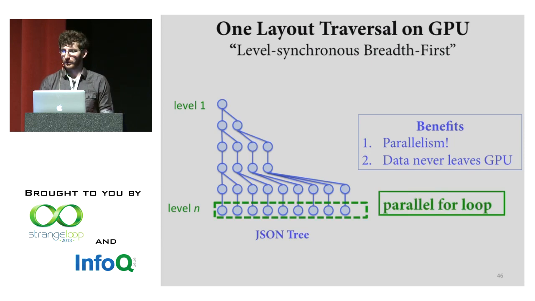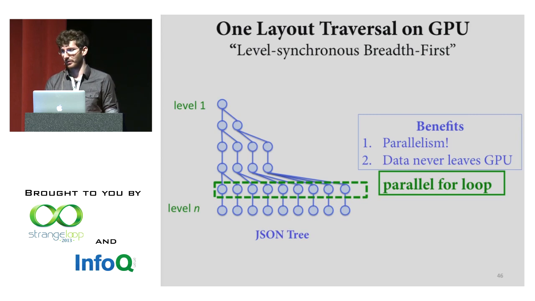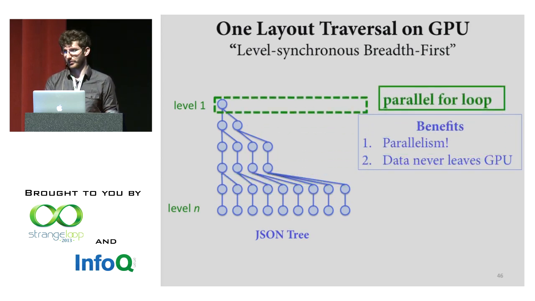So in this case, let's say we're doing a bottom-up tree traversal. We're going to do something pretty simple. It has a fancy name of level-synchronous breadth first, but conceptually it's pretty obvious. You take the last level of the tree, we do a parallel for loop over it, and compute all of those. Once we have computed all of those, we have all the information we need to compute the next level. We run another parallel for loop, et cetera. We just go all the way up the tree level by level.